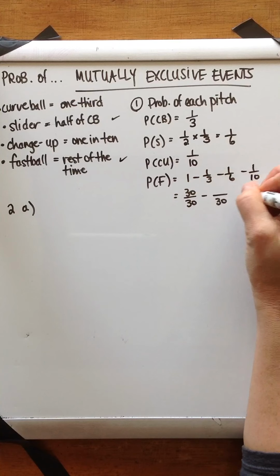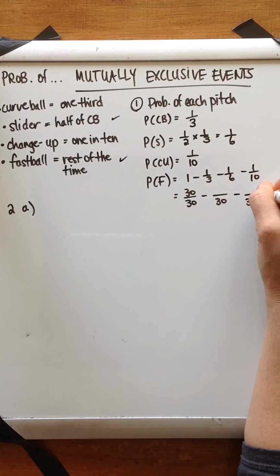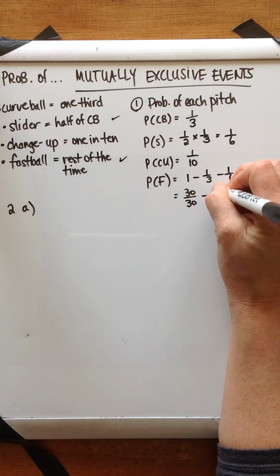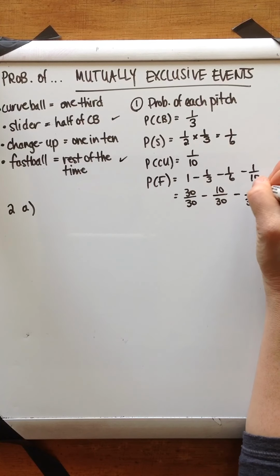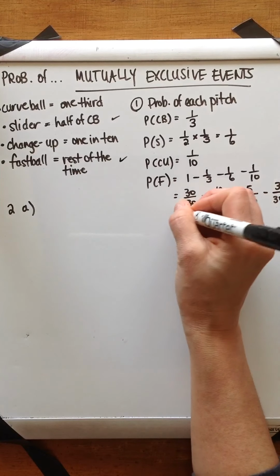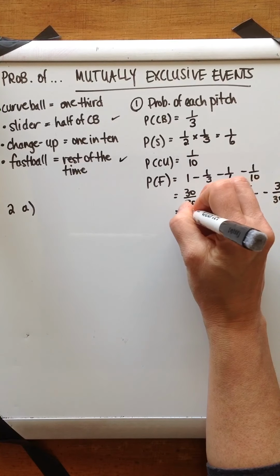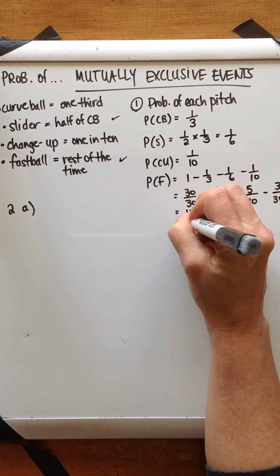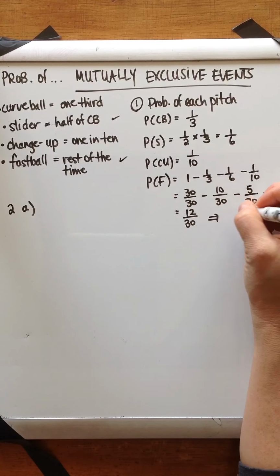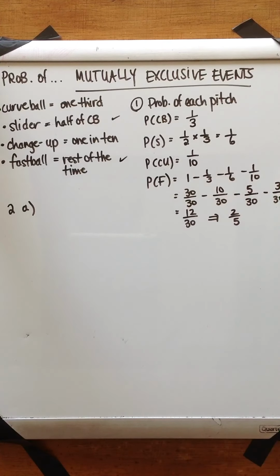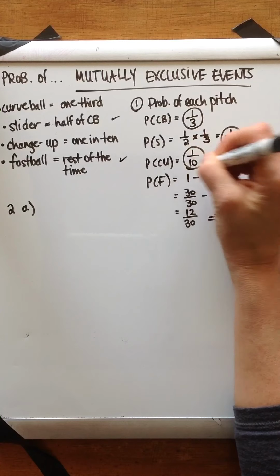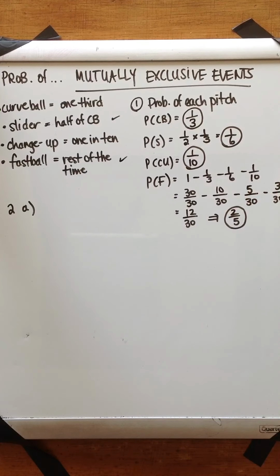So we can start off with 30 30ths, and we will subtract the proportionate number of 30ths from each of these pitches. So to go from 1/3 to 30ths, I have to multiply by 10. To go from 6ths to 30ths, I multiply by 5, top and bottom. And to go from 10ths to 30ths, I multiply top and bottom by 3. So I end up with the remainder of her pitches being 12 out of 30 times. However, that can also be reduced to lowest terms, which would put it at 2/5 of the time. All right, so 1/3 again here, 1/6, 1/10, and 2/5 for each of those respective pitches.